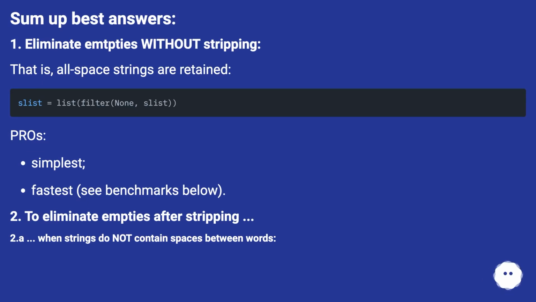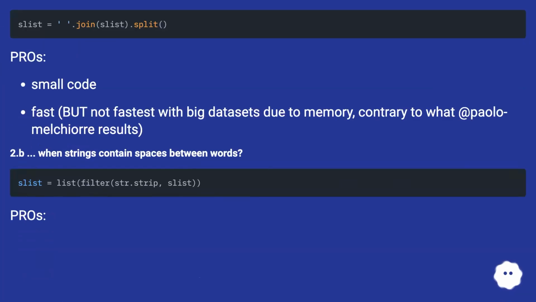2.a, when strings do not contain spaces between words. Pros: small code, fast. But not fastest with big datasets due to memory, contrary to what Paulo Melchior's results show.